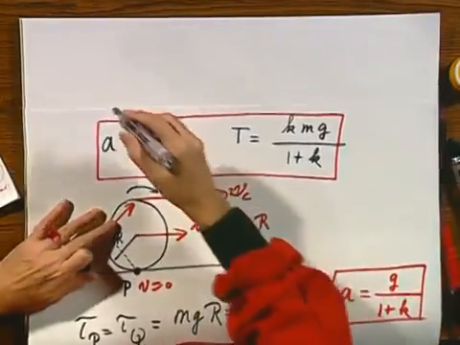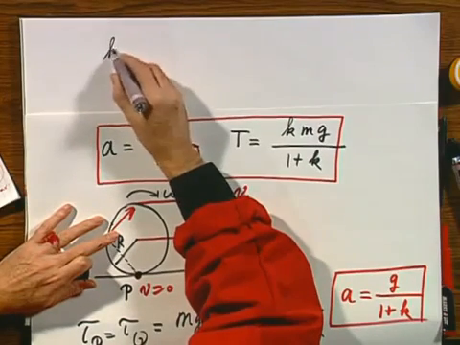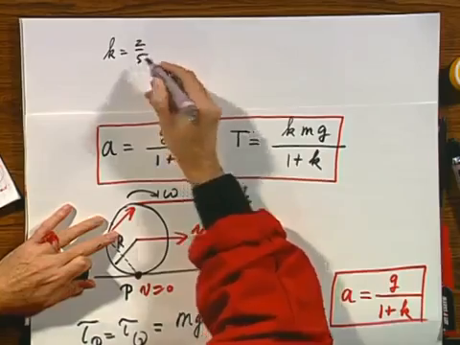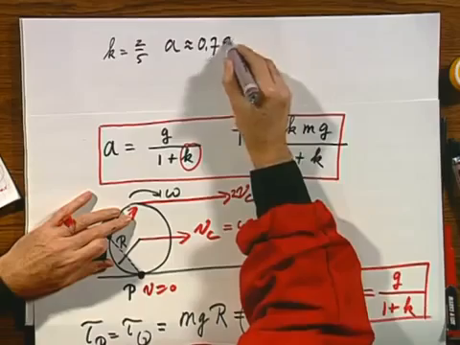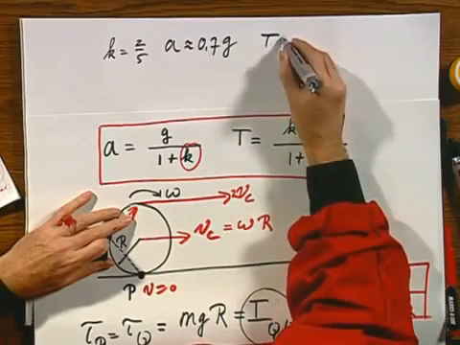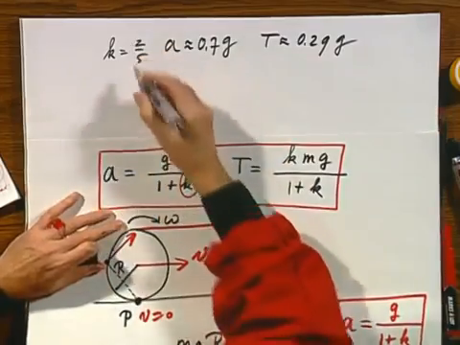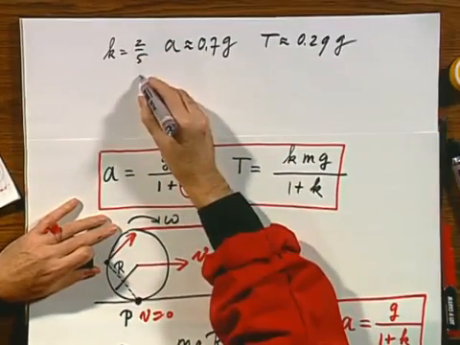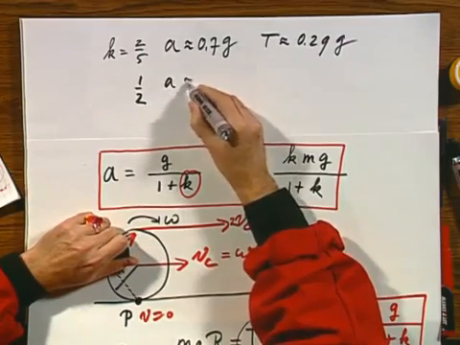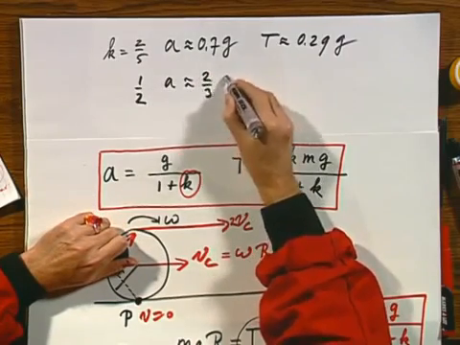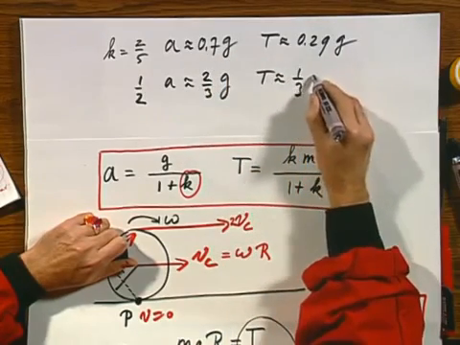Let us take some cases whereby k is 2/5. Just to give you some feeling for it, A would be roughly 0.7 g, and the tension would be roughly 0.29 mg. So this would be a solid sphere. If I take k equals 1/2, which would be a solid cylinder, A would be 2/3 g, which is very close, by the way, and T would be about 1/3 mg.